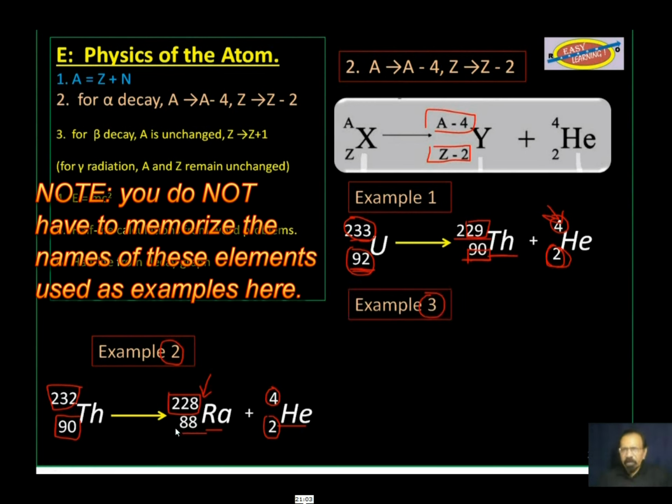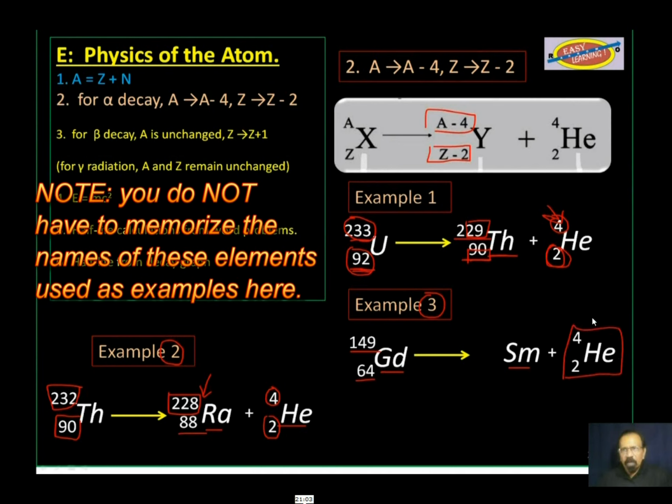Let's look at example 3. Gadolinium, which is 149 and 64. And that would give us samarium and, of course, helium.